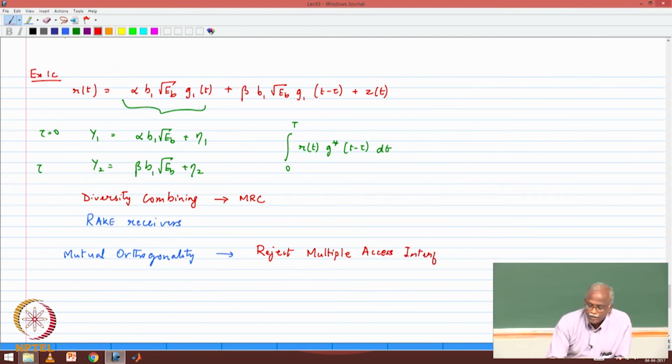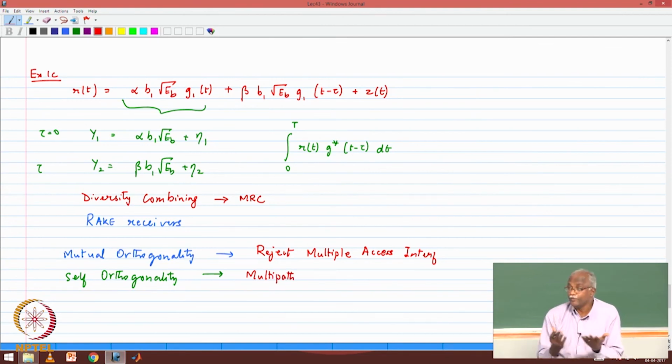The other component is the self-orthogonality, and that is the one that helps us capture the multipath. These are the two impairments in a cellular system, and the spreading waveform, and the receiver for the corresponding spreading waveform, is going to play a huge role in helping us work with these. Any doubts or questions?